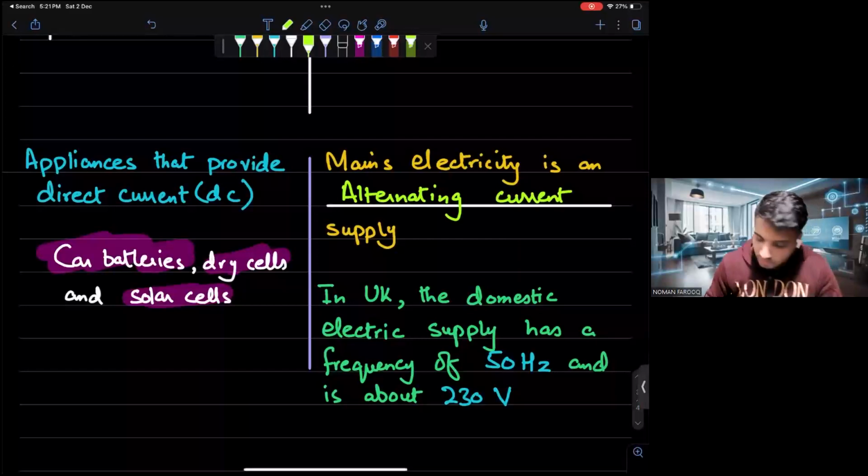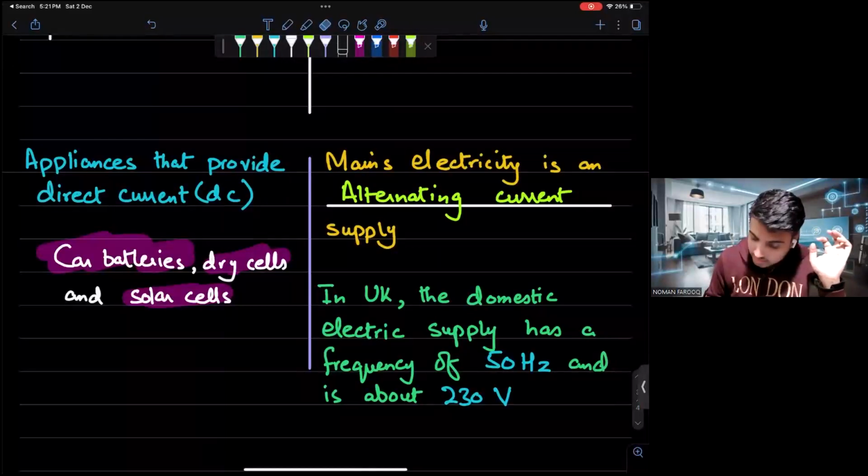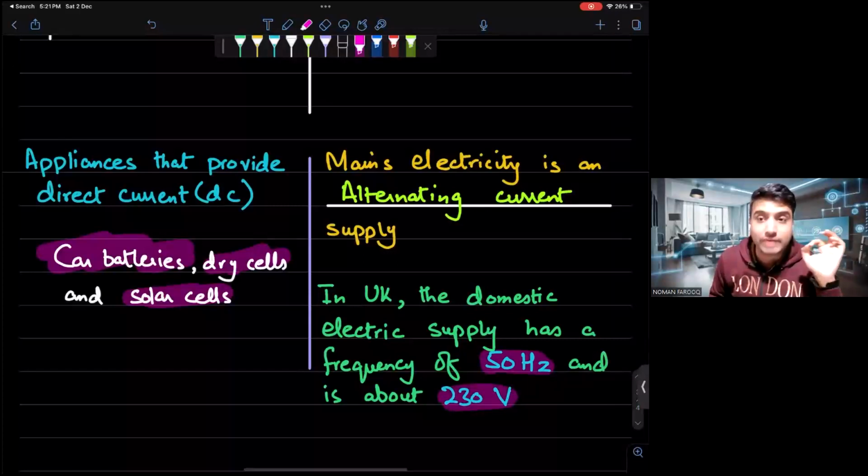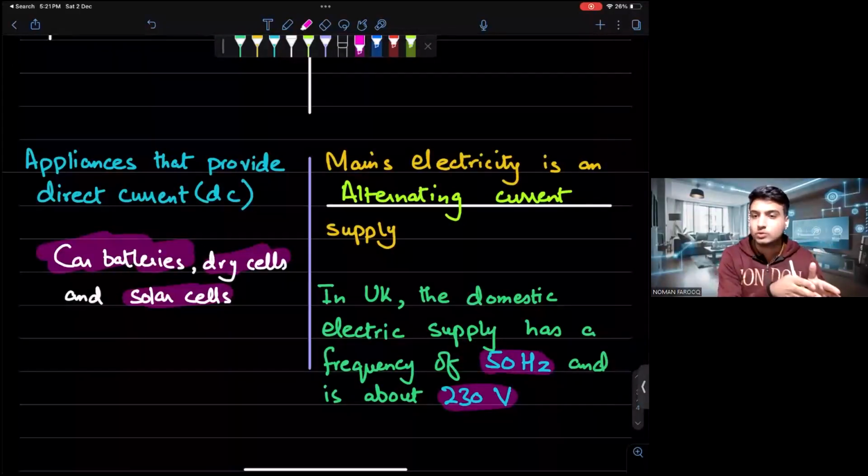In the UK, the domestic electric supply has a frequency of 50 hertz and is about 230 volts. So these values must be memorized. They might be asked in exam. Domestic electric supply in UK households has a frequency of 50 hertz and the voltage is about 230 volts. So what is meant by frequency of 50 hertz?